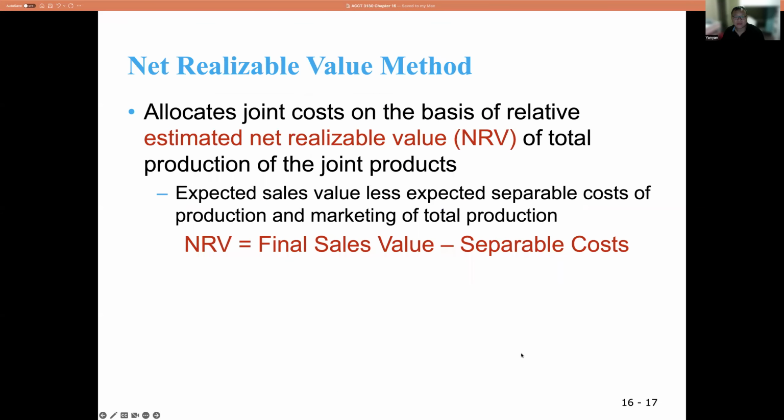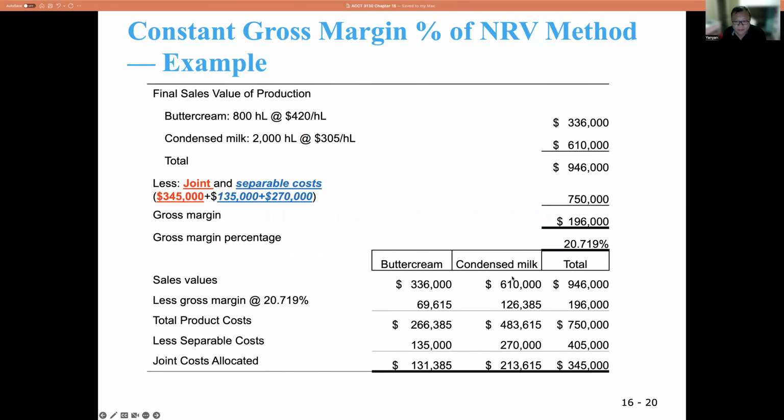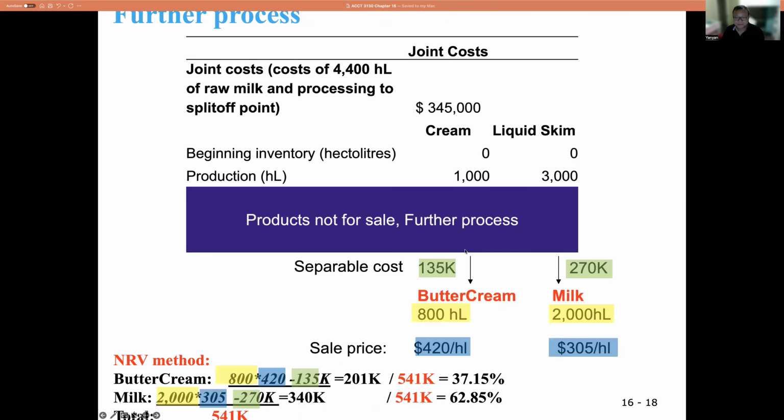So what is the net realizable value before we do the calculation? The net realizable value equals the final sales value, that is, the sales value of the final product, minus the separable cost. So in this case, the final sales value would be for the buttercream and the milk, and that will be calculated by the volume, 800, times the selling price per unit, 420.